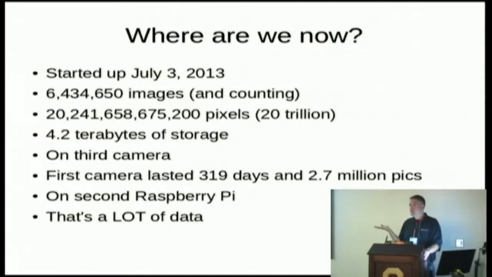So I'm on my 3rd camera. Cameras actually wear out. Because it's pointing at the sun, the CCD eventually kind of goes funky. So the first camera lasted 319 days. The second one lasted a little less, and now I'm on my 3rd one. And actually, just recently, the Raspberry Pi died on me. I don't know what happened, but something went funky on it, and it started rebooting itself.